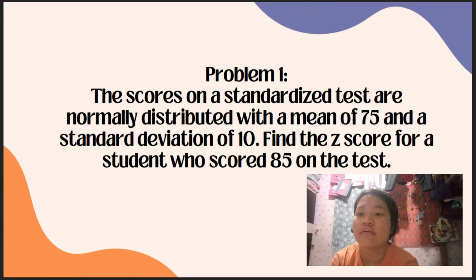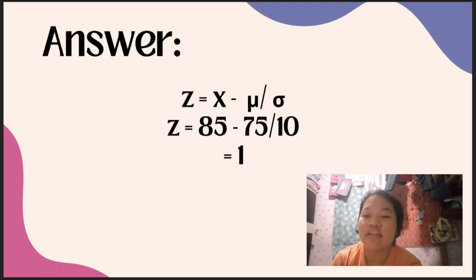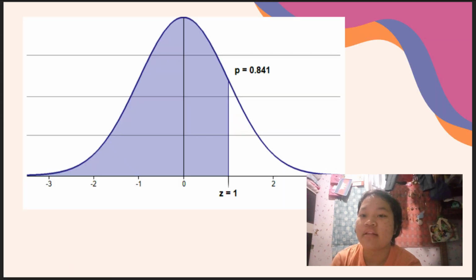So we are now moving on to giving examples. Problem 1: The scores on a standardized test are normally distributed with a mean of 75 and a standard deviation of 10. Find the z-score for a student who scored 85 on the test. So z equals 85 minus 75 over 10 equals 1. And here is the bell curve.